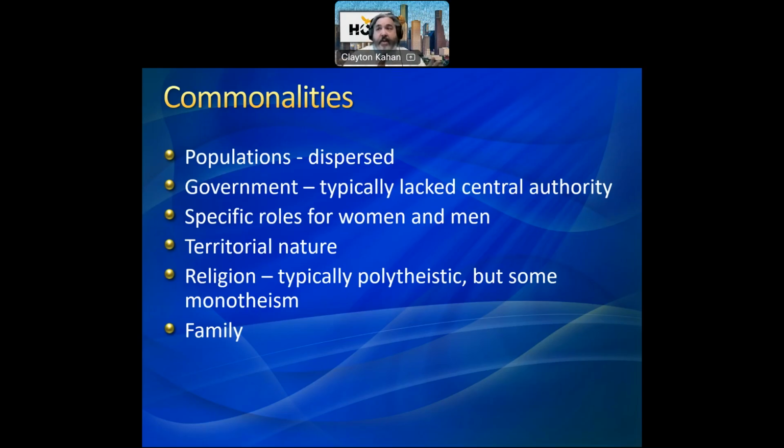Secondly, governments amongst these Native American groups, while they're not all the same, do have some general similar characteristics. Most Native American groups, not all, but the overwhelming majority, operated under a system where there was not a single central authority. There's no head of state like we would have in modern politics today.